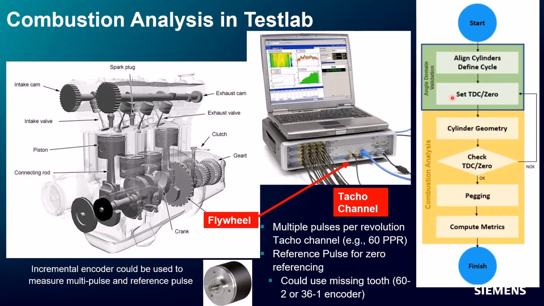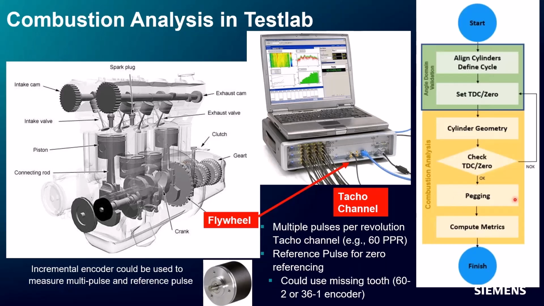Then the next step is to do the zero referencing, or the top dead center determination, TDC determination. Those will be done in our angle domain validation worksheet of Testlab. Once we have done that, we go to this combustion analysis module, where we use the information from whatever we develop in the angle domain validation and feed that into the combustion analysis to specify cylinder geometry, as well as to do some corrections on the cylinder pressure to account for the drift, which is called pegging.